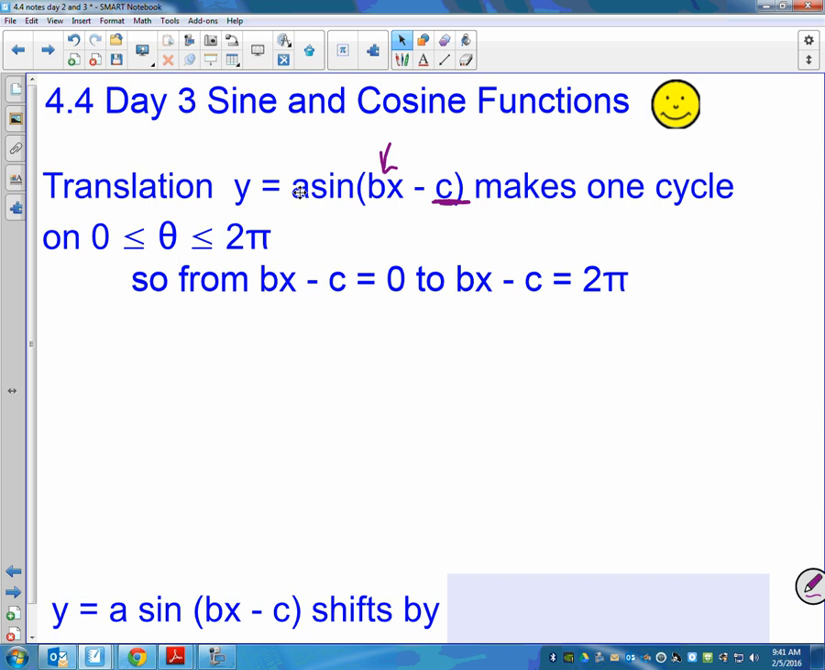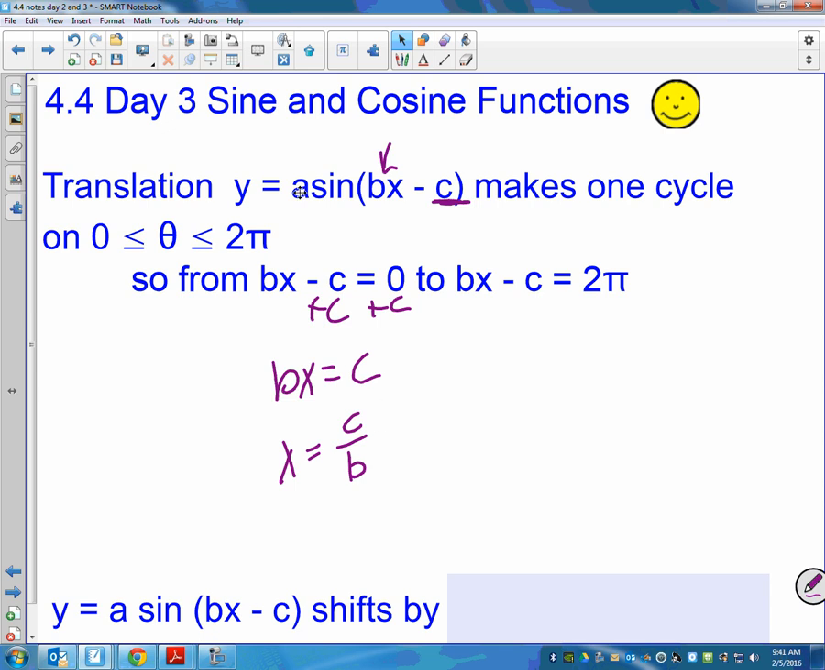So, to show you where this formula comes from, if you just solve these for x, you can see how you can find what the new full period would be if there's a c value. So I'm just going to solve for x. I'm going to add c over, and I'm going to get that bx equals c. And if I divided by b there, I would get c over b. So notice that normally a regular graph starts at 0, but if c is something other than 0, then it's going to start at c over b, as opposed to starting at 0.